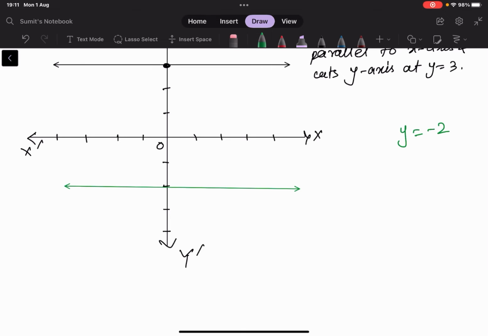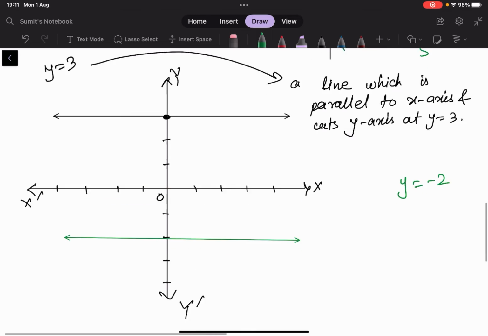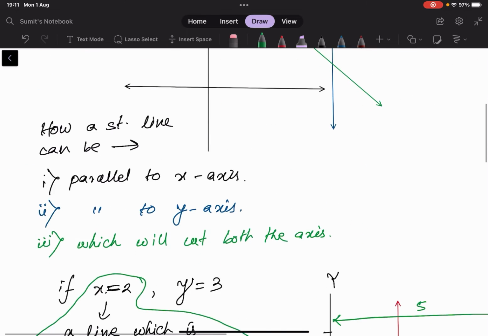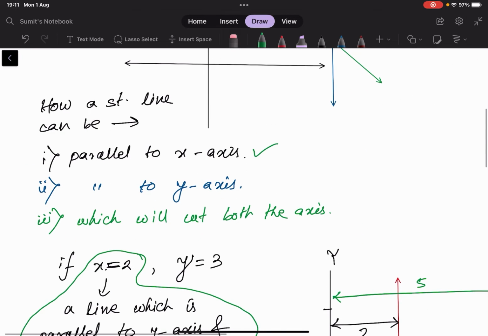Okay. But I have shown you earlier that to draw a straight line, we normally need 2 points. So basically, how to draw lines parallel to the x-axis and parallel to the y-axis, that we have learned, that we have understood.